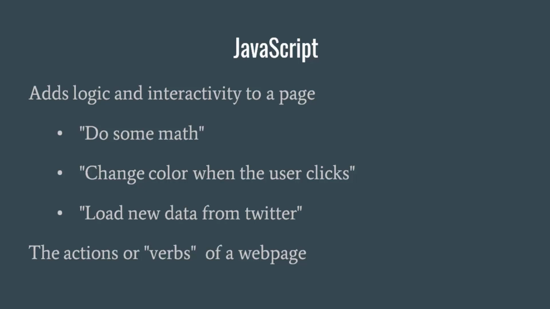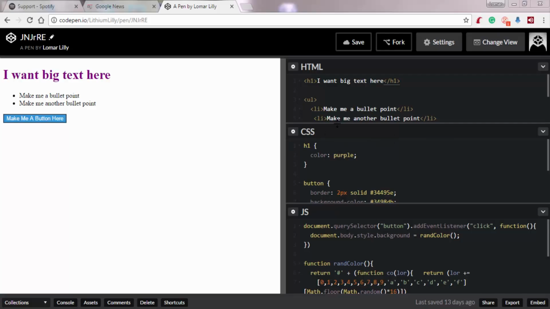Here are some examples I have. Do math, change color when the user clicks, load new data from Twitter, get the current weather. So, I mean, if HTML is the nouns, CSS is the adjectives, then JavaScript is the verbs or the actions on a web page.